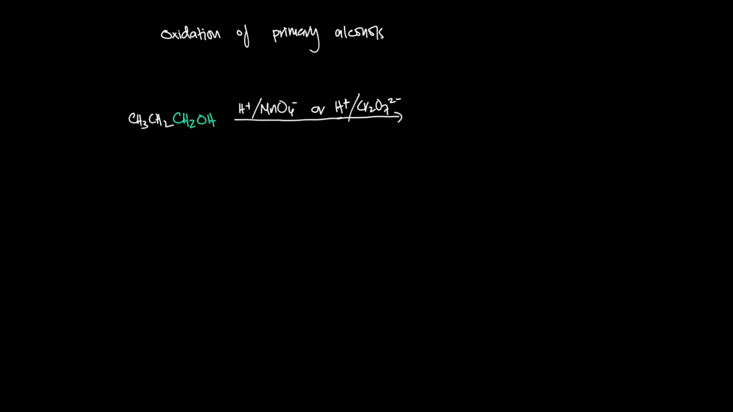It doesn't matter if you say KMnO4 or MnO4 minus, and it doesn't matter if you say Cr2O7 2 minus or K2Cr2O7. They're the same thing, because the cations are spectators. It's the anions that are the oxidizing agents. Sometimes they'll even give you sodium dichromate. It's the same thing, though. The dichromate ion is present.